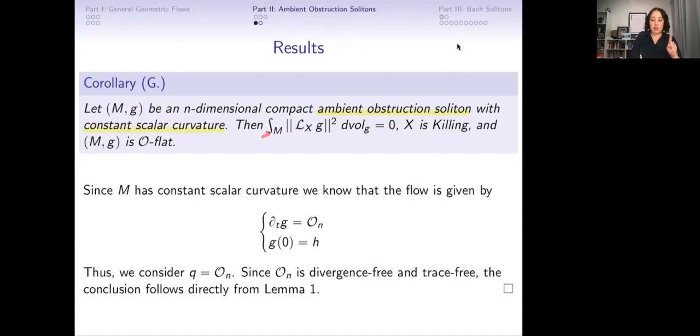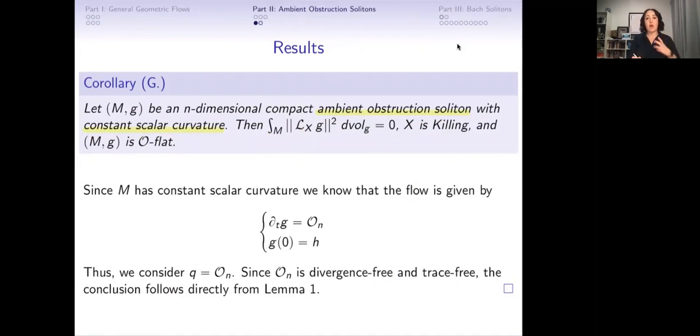First, I know that the integral of the norm squared of my Lie derivative is equal to 0. Second, I know that X is Killing, the X involved in my Lie derivative. And lastly, I know that my manifold is ambient obstruction flat.